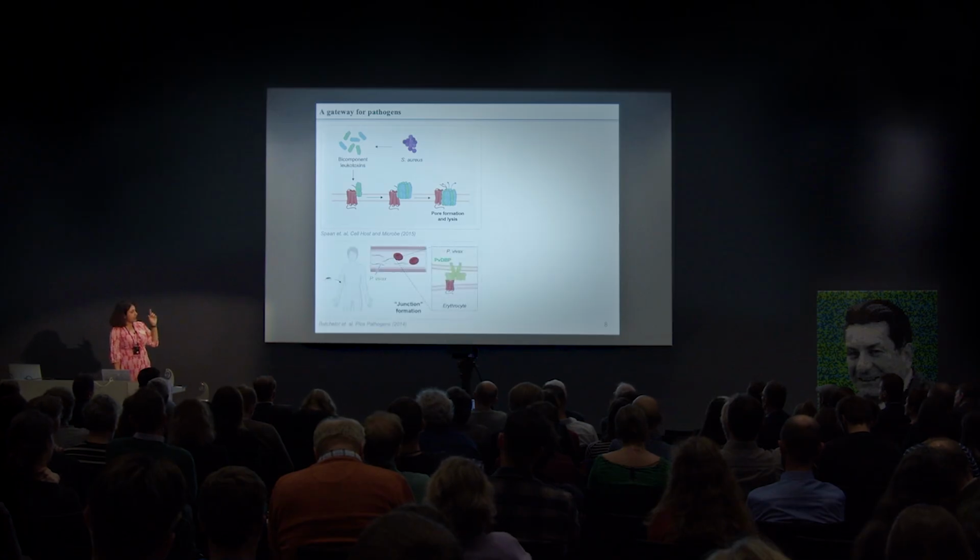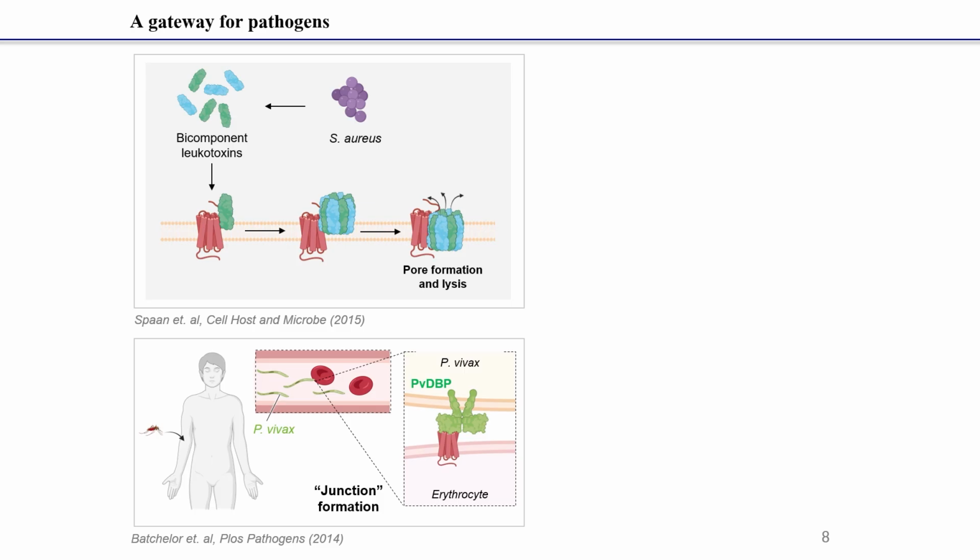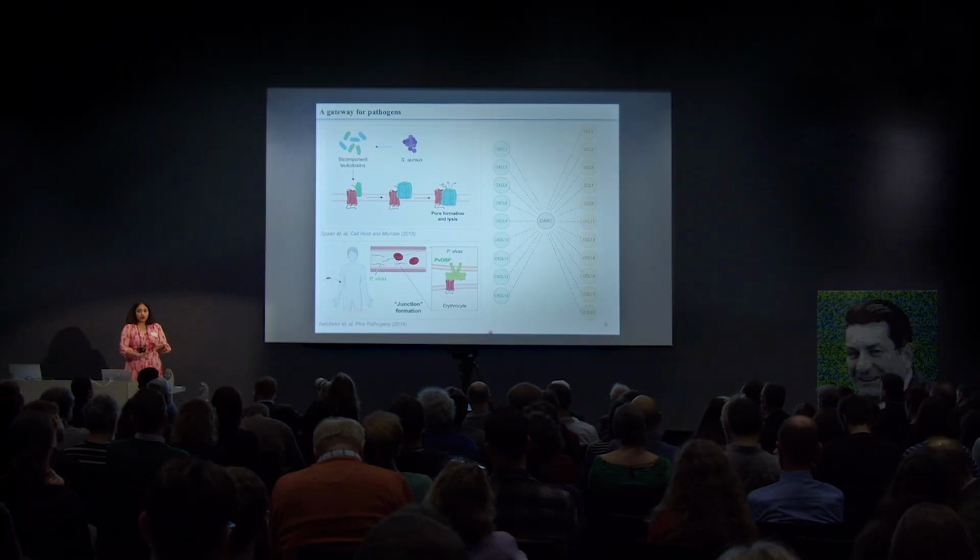DARC is also recognized by Plasmodium vivax. So P. vivax merozoites express this protein PVDBP on their surface, which recognizes DARC expressed on the surface of erythrocytes. And this allows the merozoites to come into close proximity to the erythrocyte to form a junction and subsequently gain entry inside the erythrocyte. Now, DARC is classified as an atypical chemokine receptor.